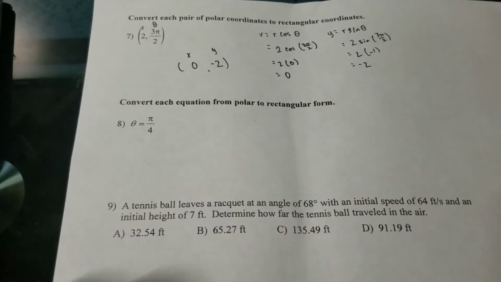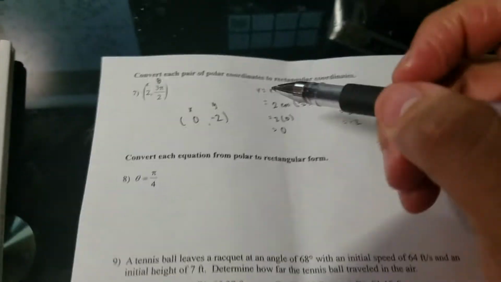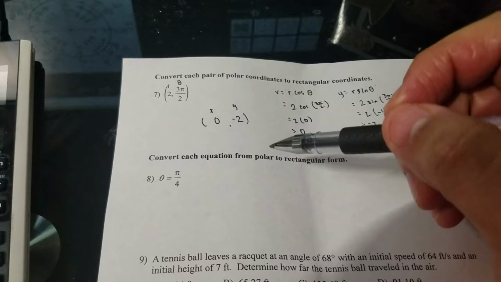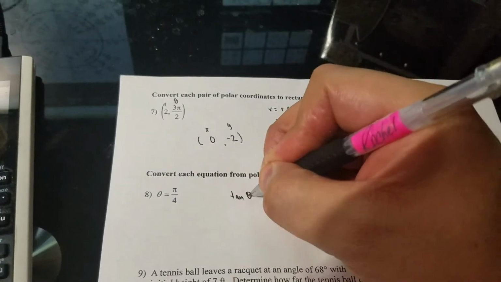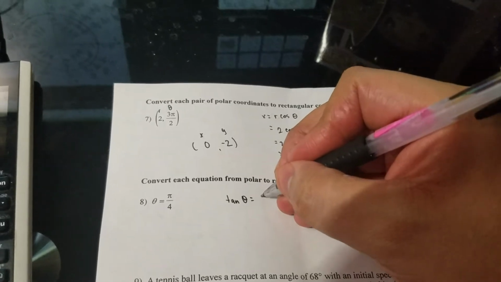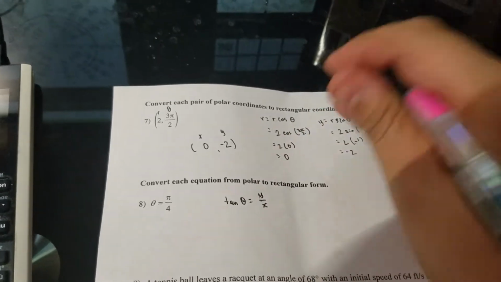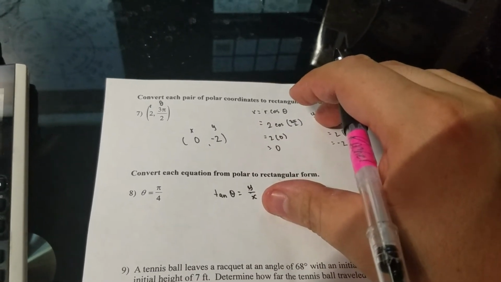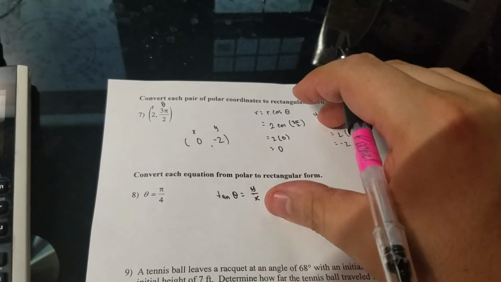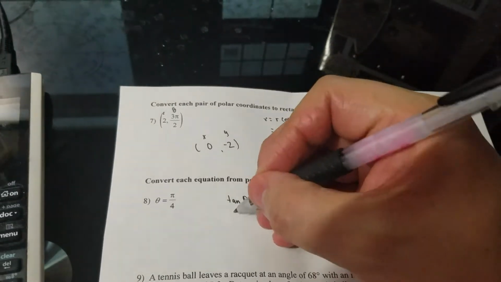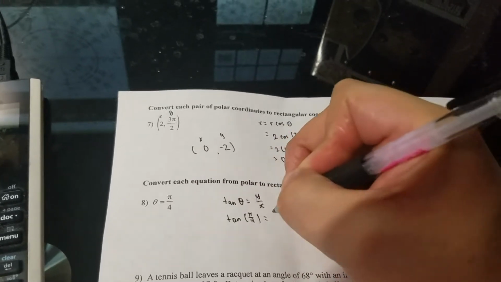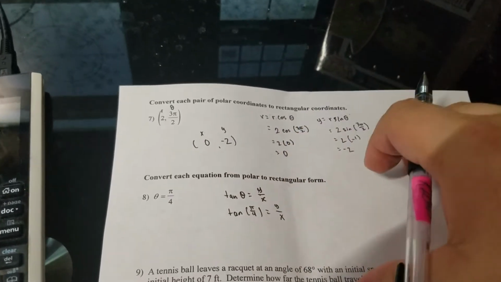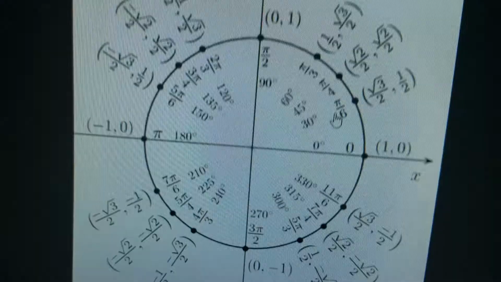Okay. So this one's converting my equation from polar to rectangular. So remember, this is my relationship right here. And we're going to go ahead and use the unit circle again. So here I'm going to do the tangent of pi over 4 is equal to y over x. So again, I'm going to use a unit circle, so I'm going to look right here, and pi over 4 is right here.